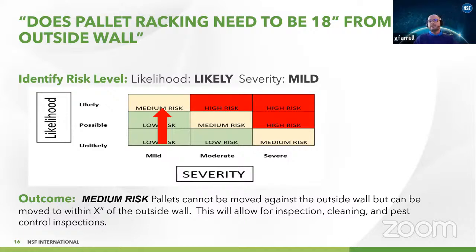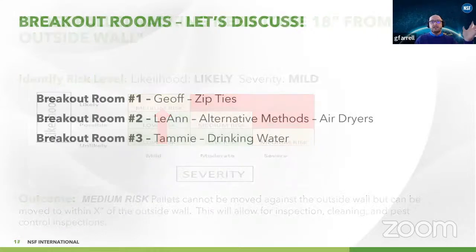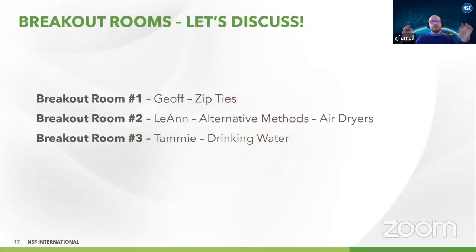So now we're going to get to the fun part. Now we're getting to the part where you guys get to participate, where you get to throw out all of your exciting ideas. We've picked some dandies here. So breakout room number 1 is going to stay put here with me. We're going to do zip ties in production. Breakout room number 2, and this is the exciting one, I wish I could go to this one too. We're going to send you with Leanne, and this is alternative methods.